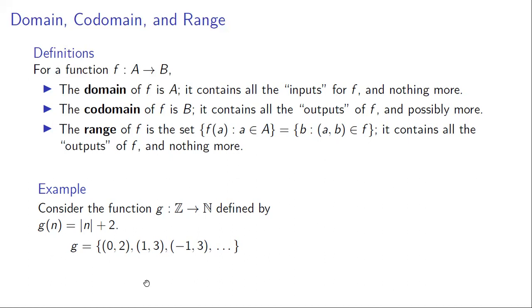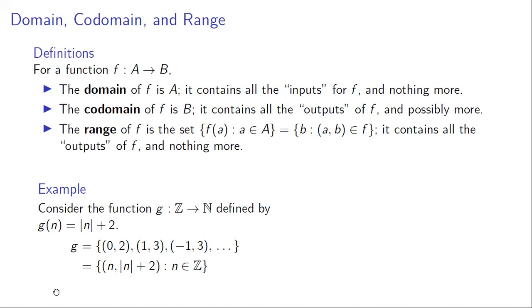Okay. More generally, we can write this function as follows. It's the set of all ordered pairs of the form n, comma, the absolute value of n plus 2, where n is an element of Z. Right? So it's like for all elements of Z, make an ordered pair n, comma, absolute value of n plus 2, and put that into the function.